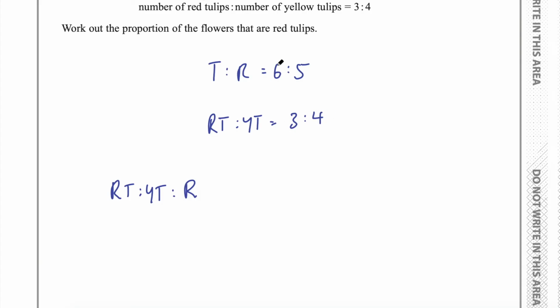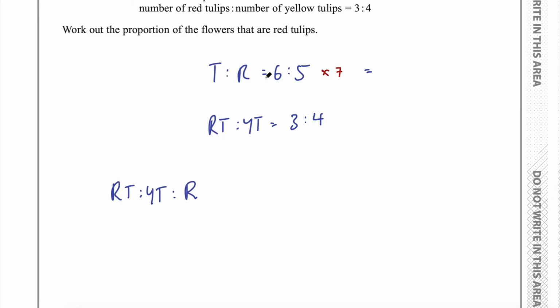So this number at the moment is not a factor of 7, but if I multiply this whole ratio by 7, then this is going to clearly be a multiple of 7. So then this ratio becomes 6 times 7, that's 42. 5 times 7 is 35. And now this ratio needs to add up to 42.